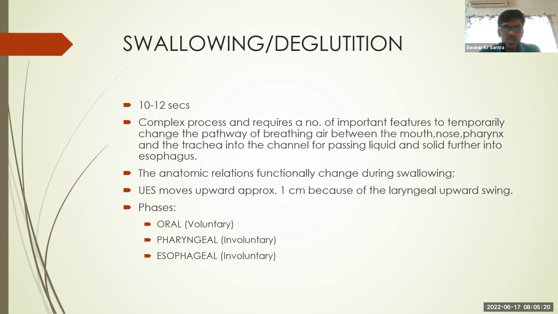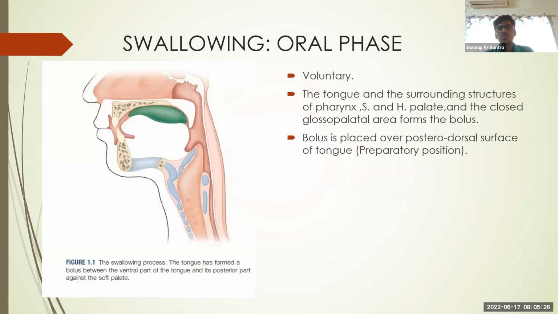Swallowing or deglutition has mainly 3 phases: oral, pharyngeal, and esophageal, of which the oral phase is the voluntary one and the other 2 are involuntary. In the oral phase, the tongue and the surrounding structures of the pharynx, soft and hard palate, and the closed glossopalatal area form the bolus.